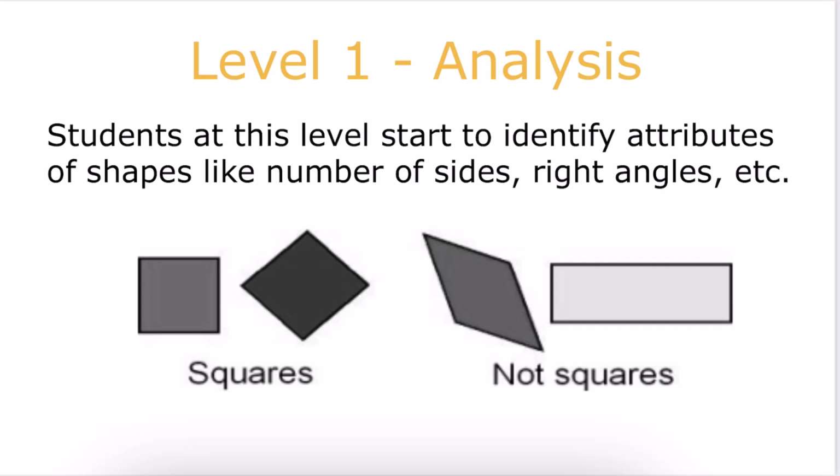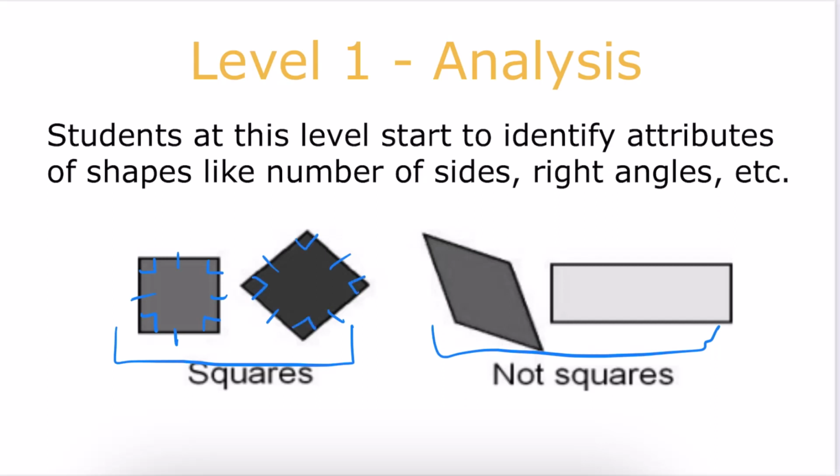And so students at this level would be able to identify that these 2 shapes are squares and these 2 shapes are not squares. Their reasoning would be based on the components of the shape. So they would say, well, this is a square because all the sides are the same length and all of the angles are right angles. This is also a square because all the sides are the same length and the angles are right angles.